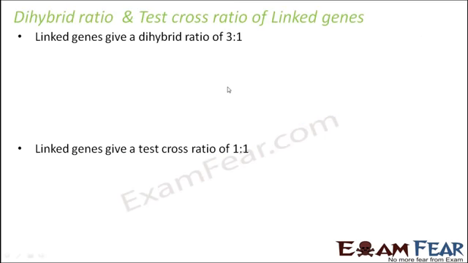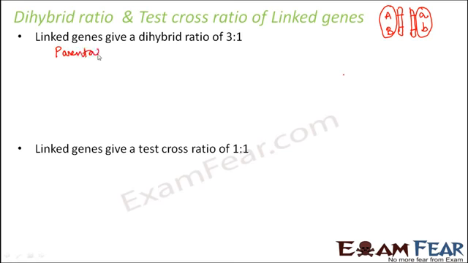Let us try to find out how the linked genes give a dihybrid ratio of 3:1. For that purpose, let us consider that we have a chromosome here where we have two genes A and B, and this represents the homologous pair of chromosome with the counterparts of the gene. So we say that A and B are linked and A and B are again linked. With this idea in mind, let us try to do a dihybrid cross.